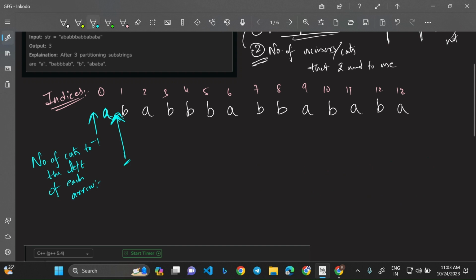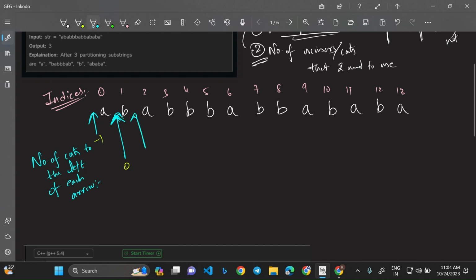Now I'm at this position, I'm looking to my left. I see that there is only one A. So what is the number of cuts? Zero, because I'm starting at this point, ending at this point, and this is a palindrome itself, because a character on its own is a palindrome. So the number of cuts required here is zero. All right, we have got clarity about this. I'll write these cuts in yellow for better clarity: minus one and zero.